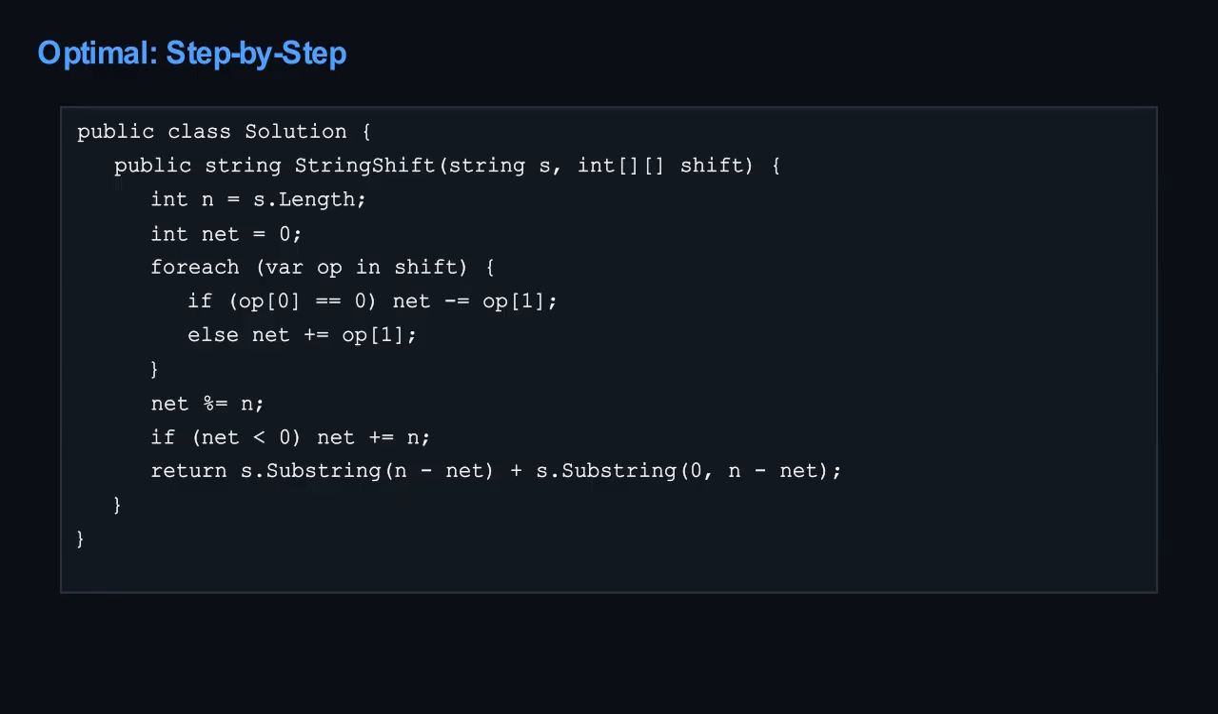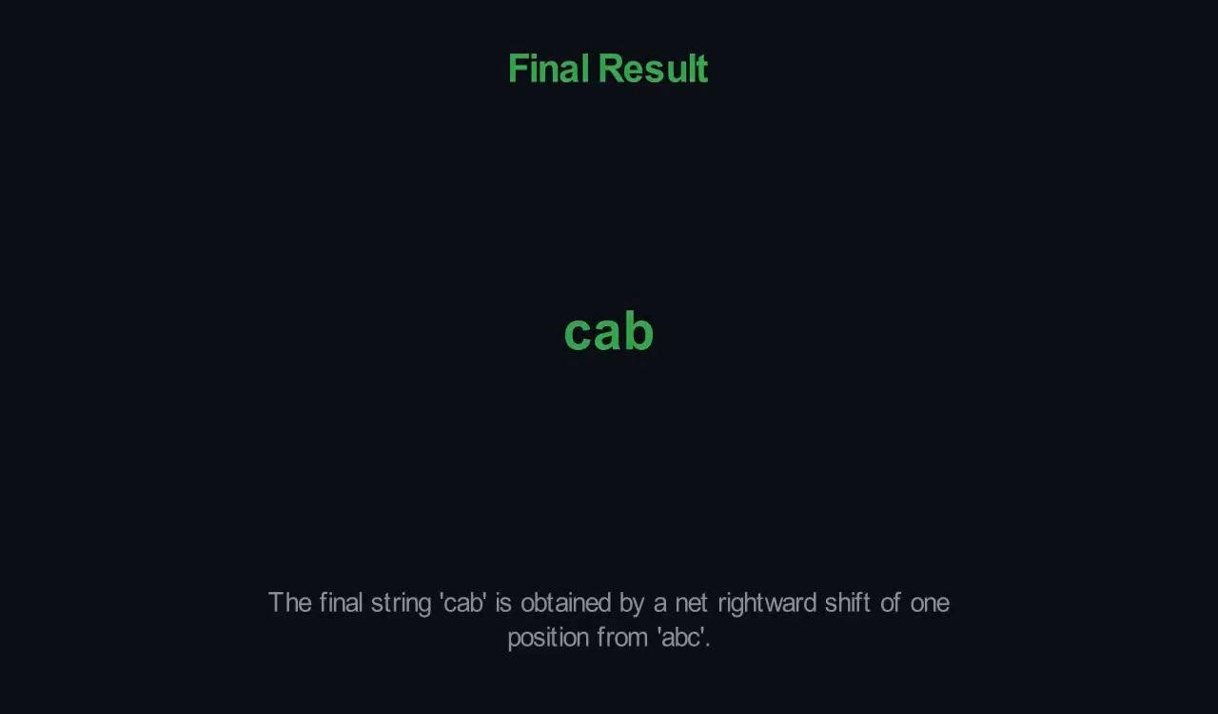We take the last 1 character, C, and place it at the beginning. The remaining, AB, follows. The result is CAB. The final string after all shifts is CAB. This is correct because a net rightward shift of 1 position from ABC directly produces CAB, consolidating all the intermediate operations into one final movement.